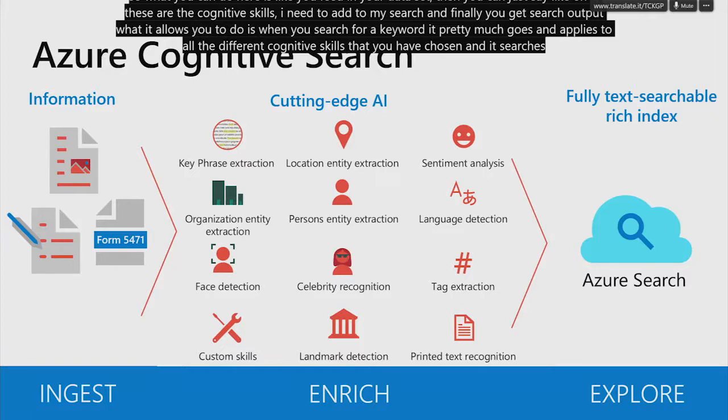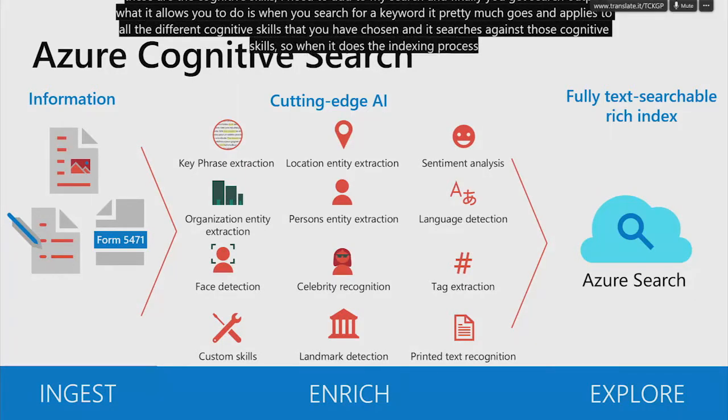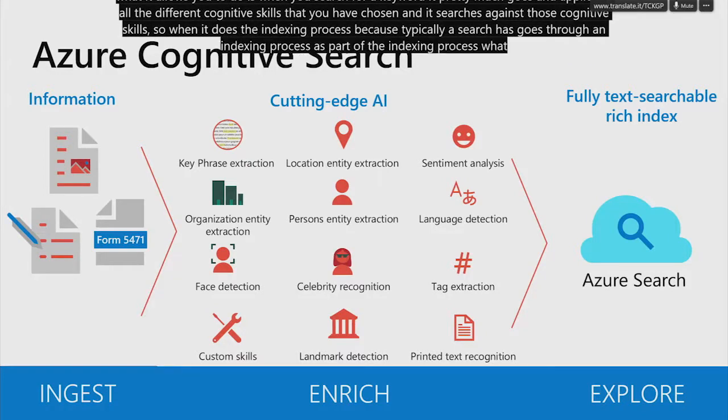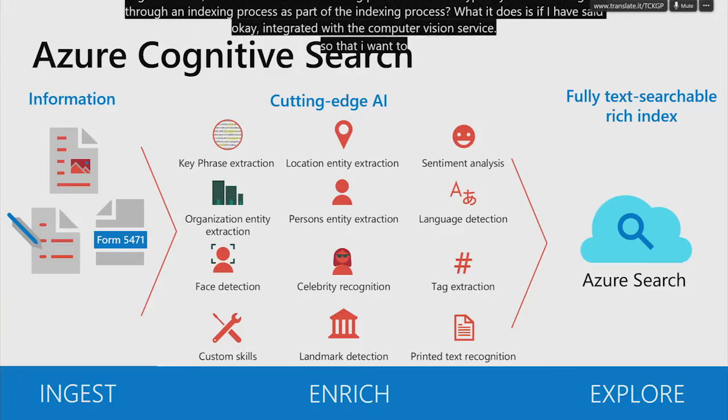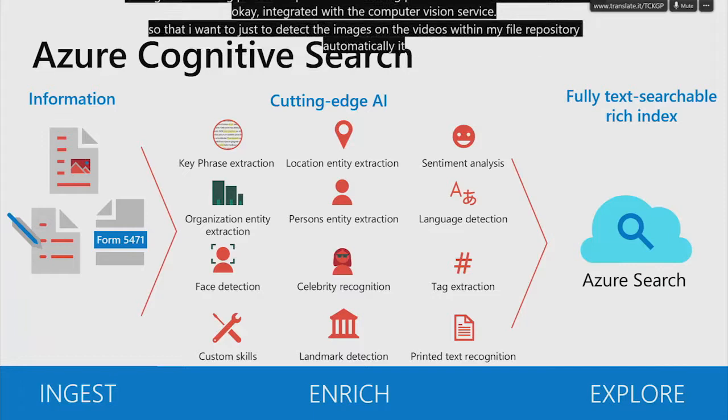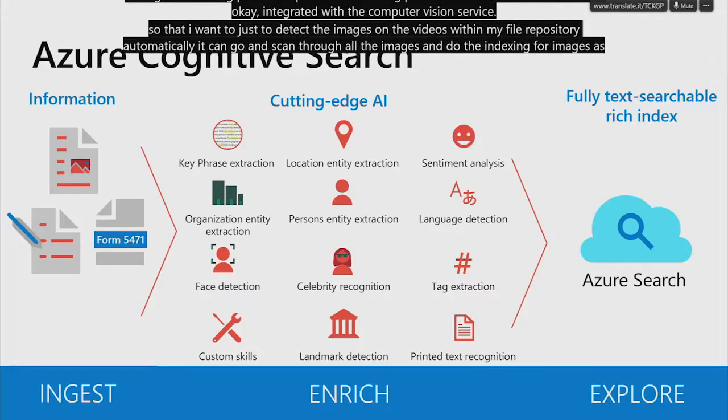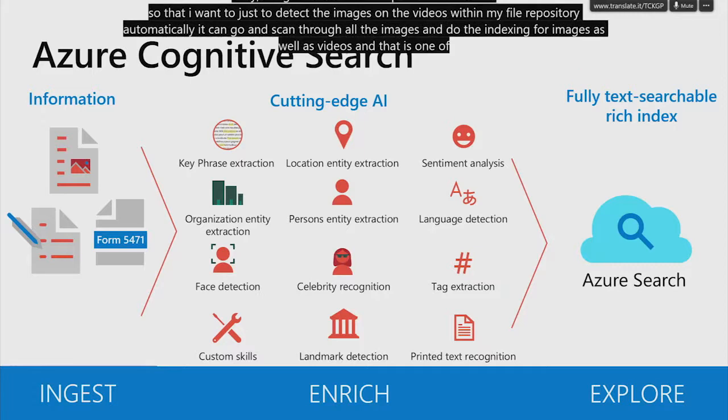So when it does the indexing process, because typically a search goes through an indexing process, if I have said, okay, integrate with the computer vision service so that I can detect the images and the videos within my file repository, automatically it can go and scan through all the images and do the indexing for images as well as videos. And that is one of the key things with Azure Cognitive Search.